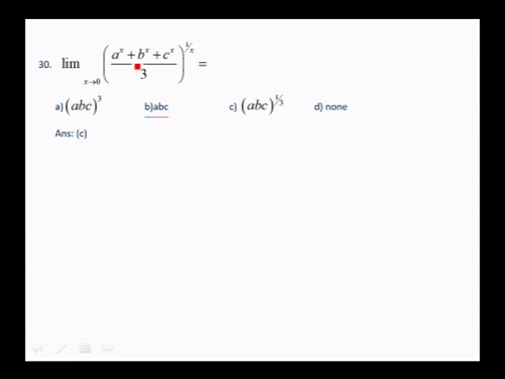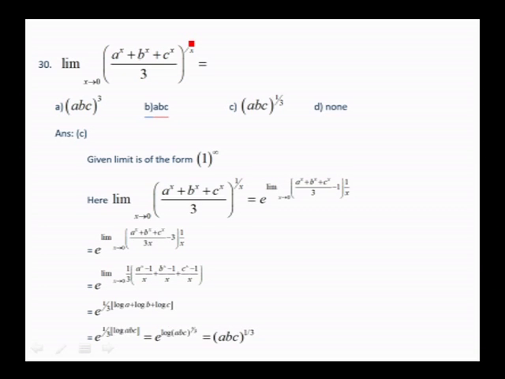limit of (a to the power of x plus b to the power of x plus c to the power of x by 3) whole to the power of 1 by x. For this too, if x tends to 0, this becomes 1 plus 1 plus 1, that is 3 by 3, which is 1, to the power of infinity form. I am thinking of applying that formula. Limit of x tending to 0, f(x) to the power of g(x), if it is 1 to the power of infinity, then it is e to the power of limit x tends to 0 of (f(x) minus 1) into g(x), that is, e to the power of limit x tends to 0 of (a to the power of x plus b to the power of x plus c to the power of x by 3 minus 1) into 1 by x.